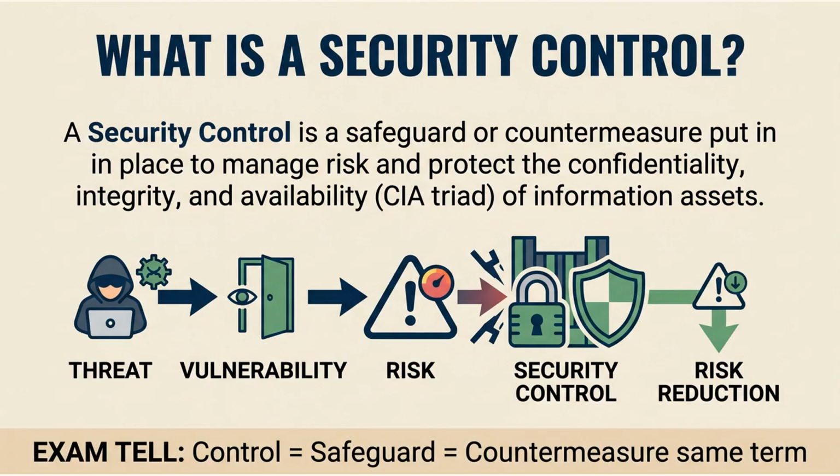So what is a security control? Think of it as any safeguard or countermeasure you put in place to protect confidentiality, integrity, and availability, the CIA triad, and to reduce risk. If you have a threat, like a hacker, exploiting a vulnerability, like an open port, a control is what breaks that chain. On the exam, they will use the words control, safeguard, and countermeasure interchangeably. They mean the same thing. If you see any of those 3 words, think, what type of control are they describing?